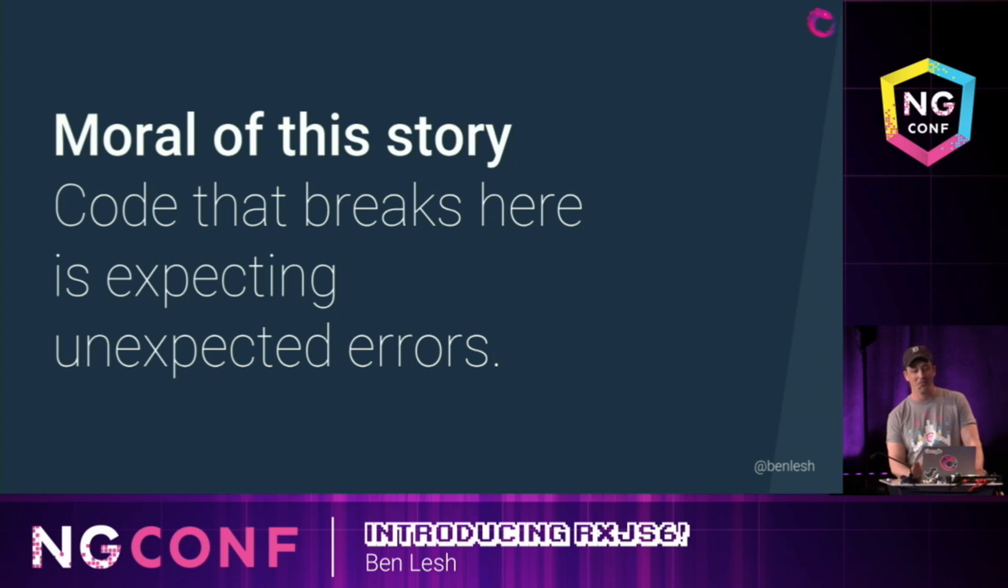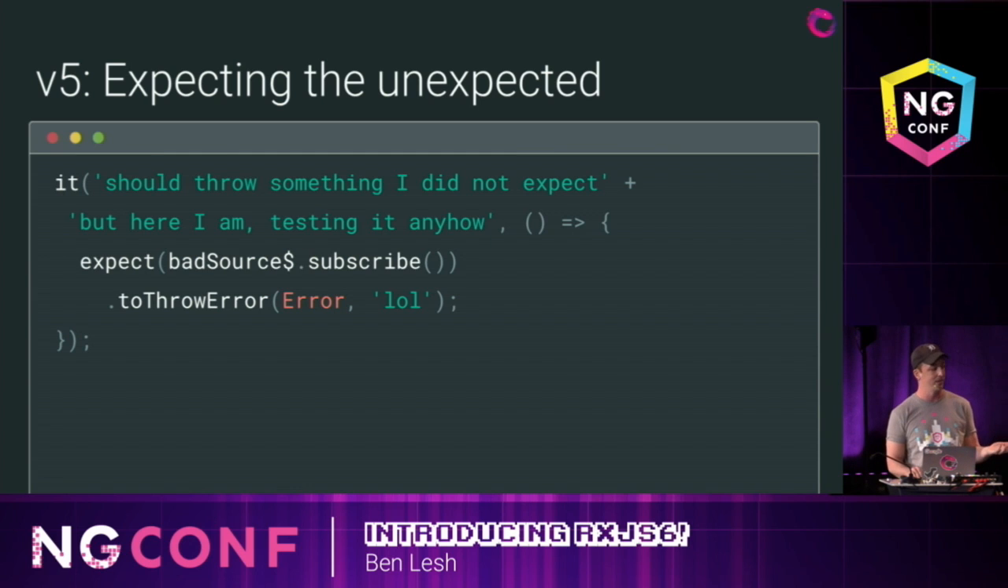So the moral of this story is that the code that's going to break when you upgrade to 6 around this was code that was expecting unexpected errors, which is pretty amazing. It sounds weird, but there actually is code that might do this on purpose. You could have a test, right? You could have a test that expects when you subscribe to this observable, you expect it to throw some specific error synchronously. This test will break in RxJS 6 because we no longer synchronously throw errors.